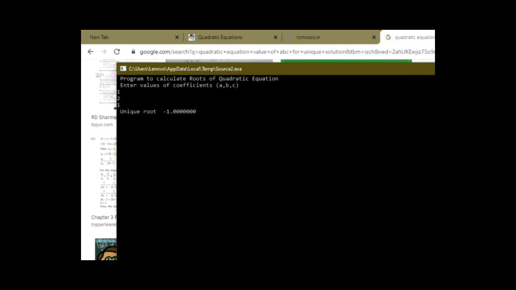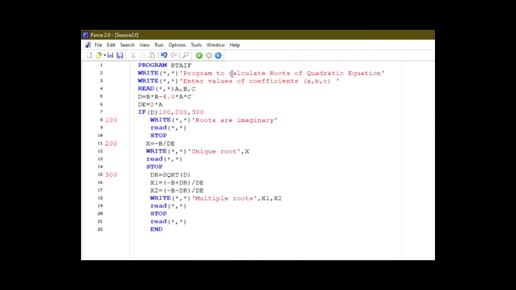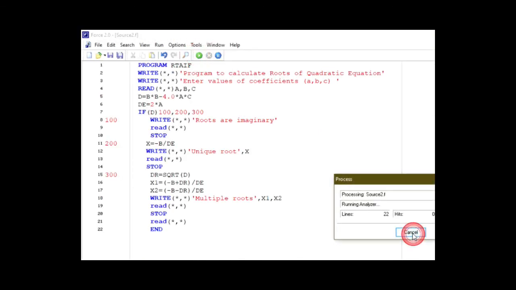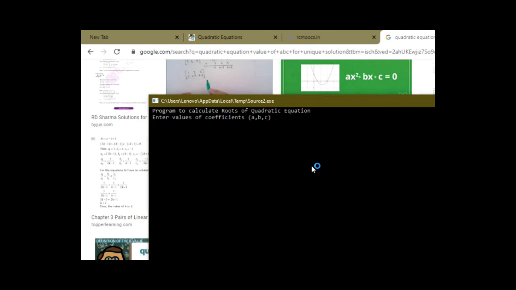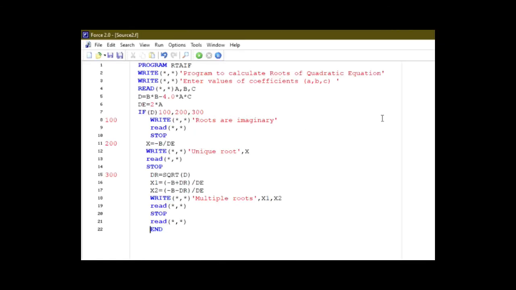Again, let me close this. Let me run it again. And now we will put the values as 5, 2, 1. So whenever it is 5, 2, 1, roots are imaginary, right? Means our answer b square minus 4ac is negative.